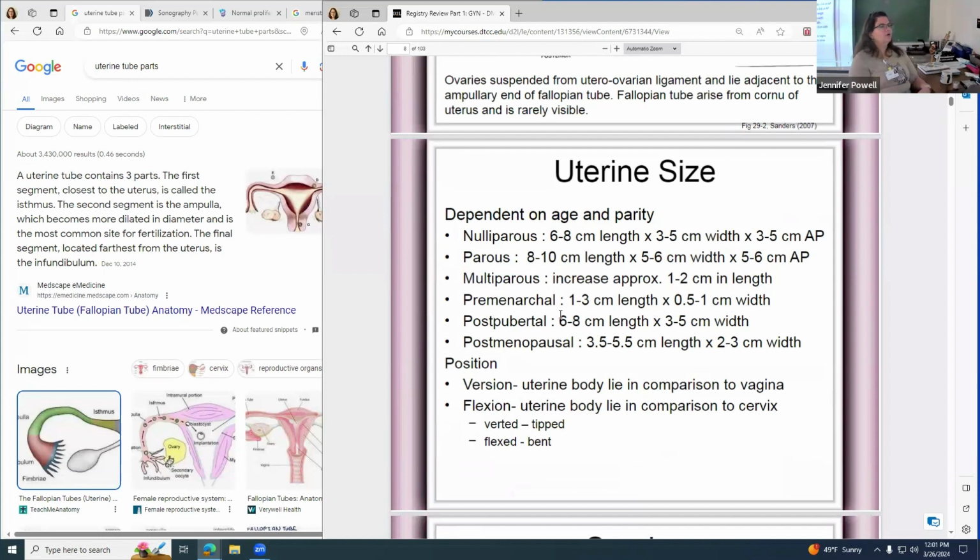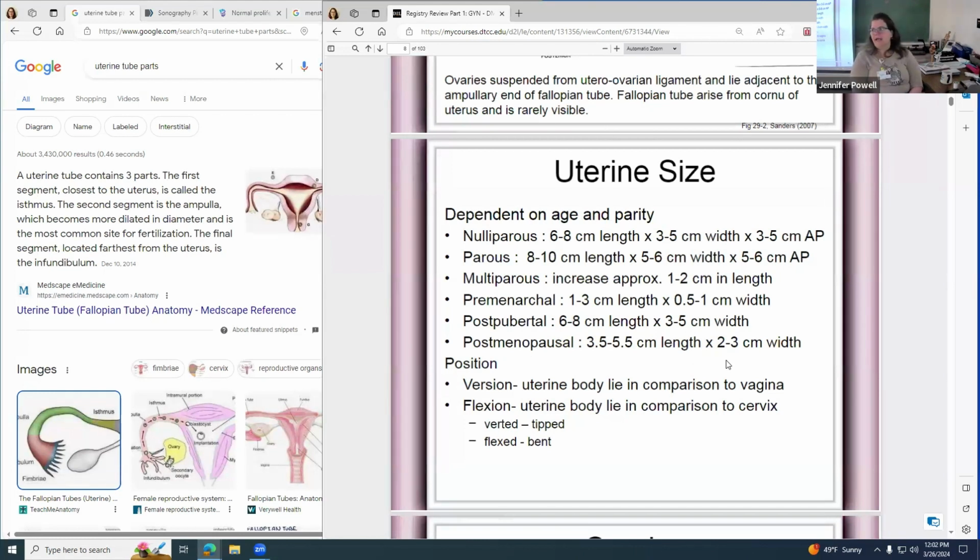Premenarchal, meaning before a girl has her first period, it should only be 1 to 3 centimeters in length, half a centimeter to 1 centimeter wide. After having their period, we're back to the same as nulliparous, 6 to 8 by 3 to 5. Postmenopausal, it shrinks again because the body operates on that use it or lose it principle. You don't need it, it atrophies a little bit, so it shrinks down to 3.5 to 5.5 centimeters in length, 2 to 3 centimeters in width.